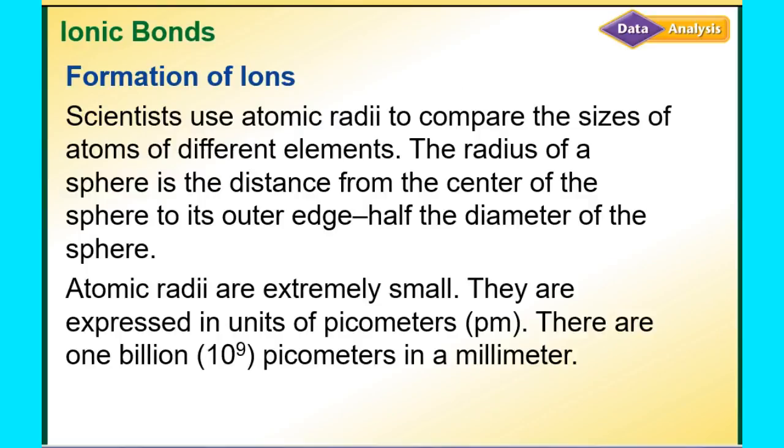Scientists use atomic radii to compare the sizes of atoms of different elements. The radius of a sphere is the distance from the center of the sphere to its outer edge, half the diameter of the sphere. Atomic radii are extremely small. They are expressed in units of picometers. There are 1 billion, or 10 to the 9th, picometers in a millimeter.